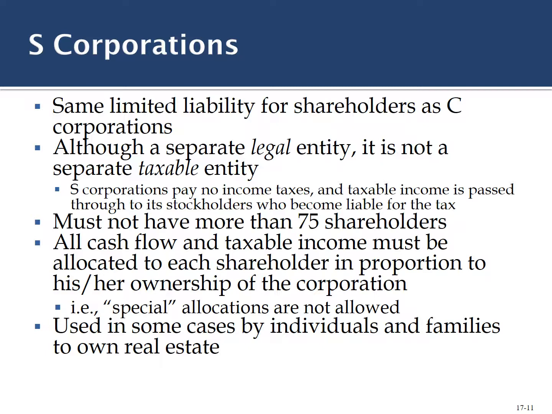There are certain rules and regulations regarding S corporations, and you cannot just set up a corporation as an S corporation. You have to inform the state where you're incorporating that you specifically intend to operate as an S corp. And if you do, you can't have more than 75 shareholders. Each cash flow and taxable income item must be allocated to each shareholder in proportion to his or her ownership of the corporation, i.e., there are no special allocations allowed, so that means there's no promote structure possible.